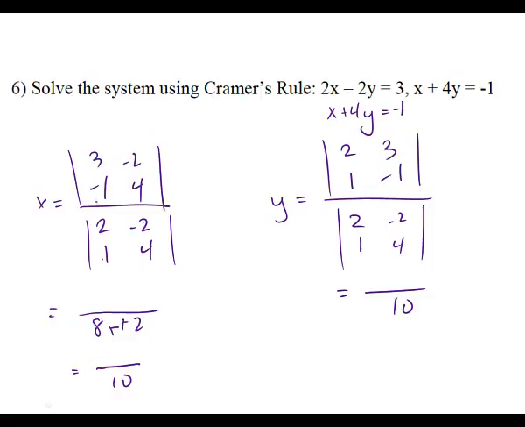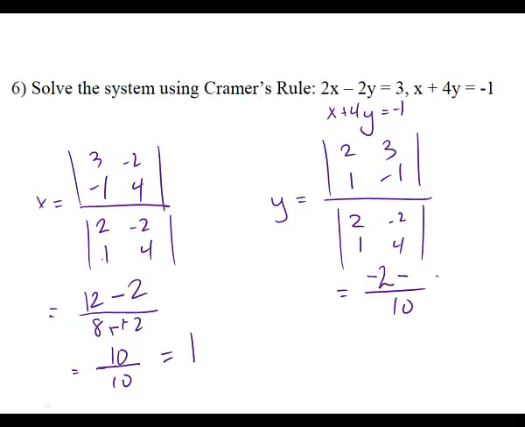Good. We're going to multiply. So what is 3 times 4? Minus negative 1 times negative 2? 2. So 12 minus 2 is 10. And x equals 1. All right. 2 times negative 1 is?